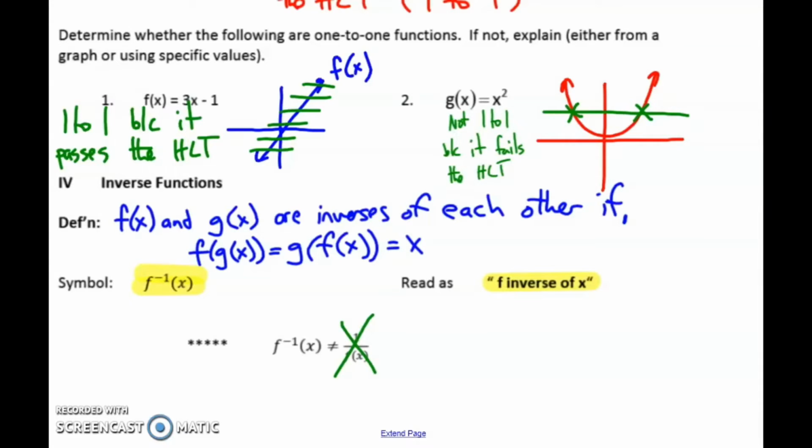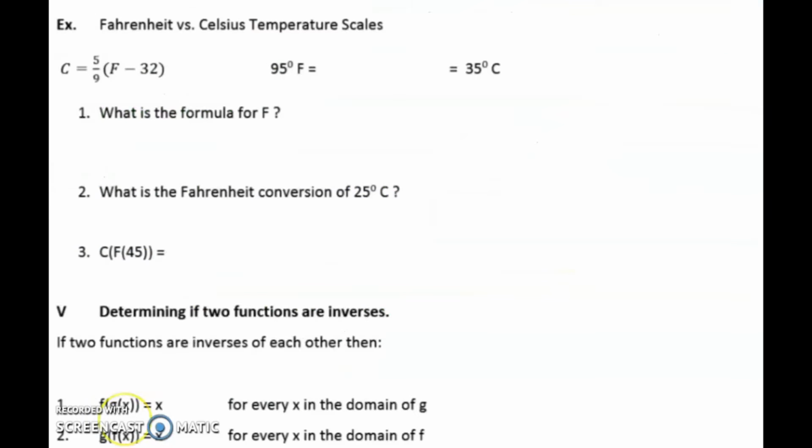So how do we find the inverse of a function? Let's take a look at this equation. C equals 5/9 times F minus 32. This is the Fahrenheit versus Celsius temperature scale. So if I ask you for 95 degrees Fahrenheit equals what in Celsius, that's pretty straightforward given that formula, because I'm going to take 5/9 times 95 minus 32. So you take 95 minus 32, that's 63. You take 5/9 of that. The 9 goes into 63 7 times. 5 times 7 equals 35 degrees Celsius. So that's a pretty easy formula to work with.